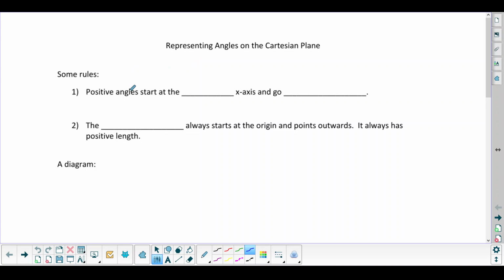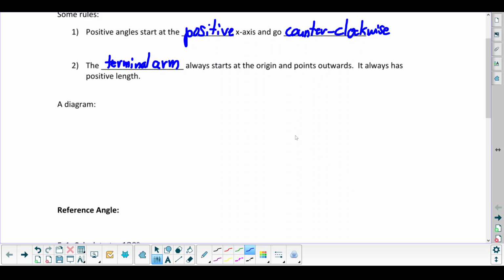One of the rules is that positive angles start at the positive x-axis and go counterclockwise. The second rule is that the terminal arm, and we'll talk about what that is in a minute, always starts at the origin and points outwards, and it always has a positive length. Okay, so let's take a look at what it looks like to represent an angle.